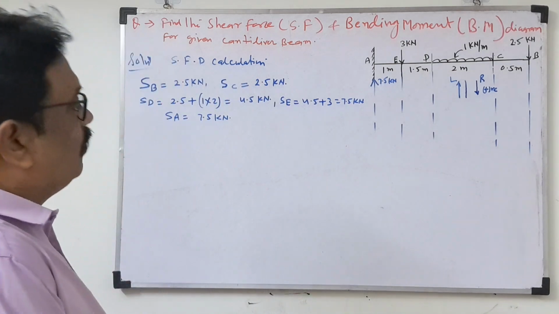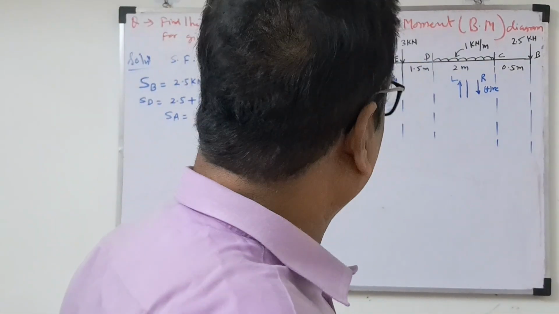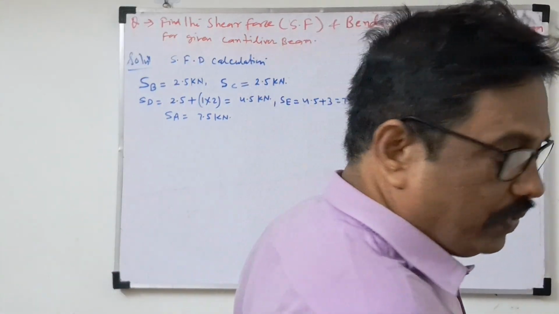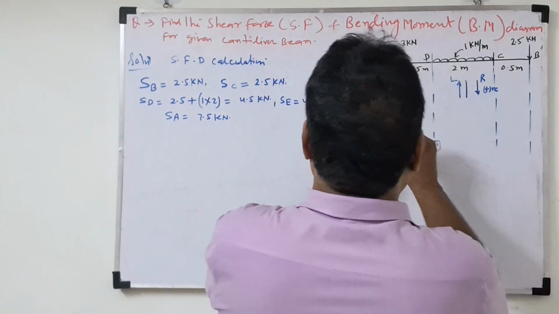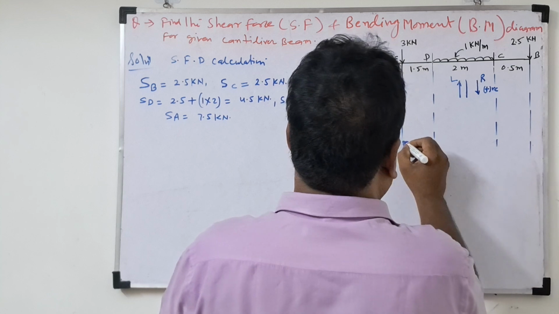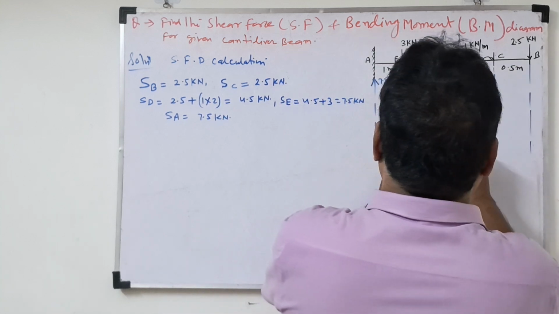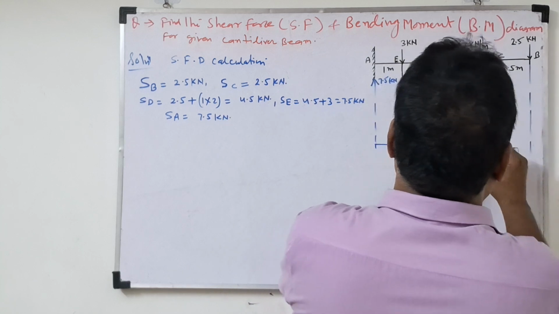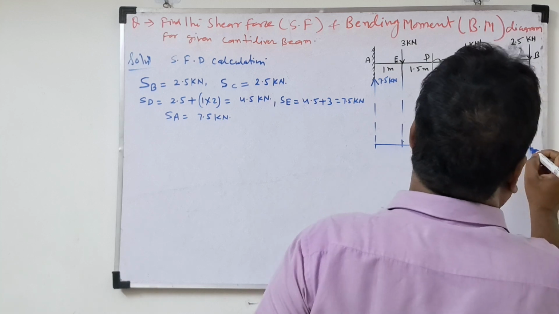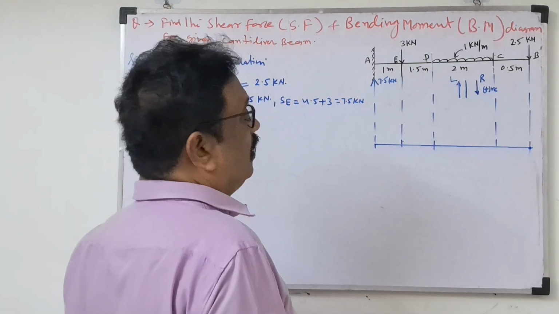Okay, so now we will draw the shear force diagram. First we will draw the zero line here. This baseline is called the zero line. On this line, shear force is considered 0. Everywhere it is 0. So that's called the shear force zero line.